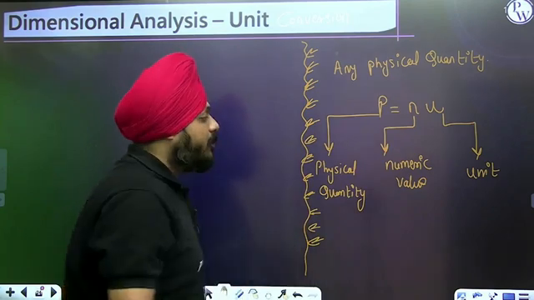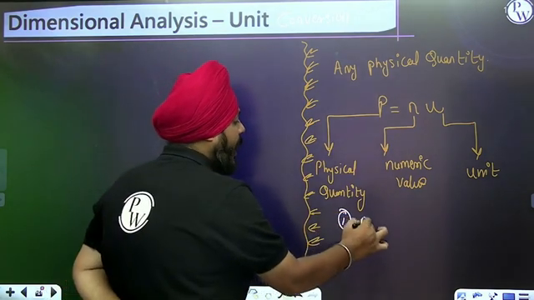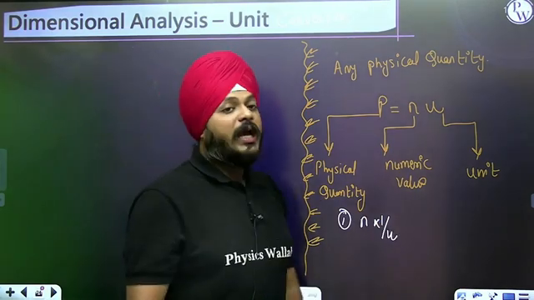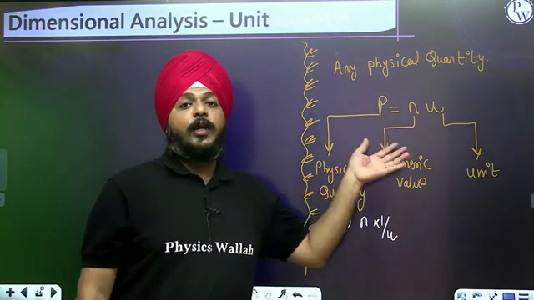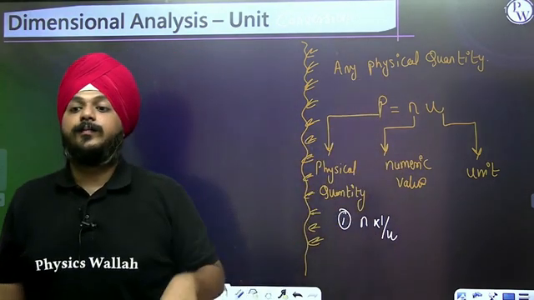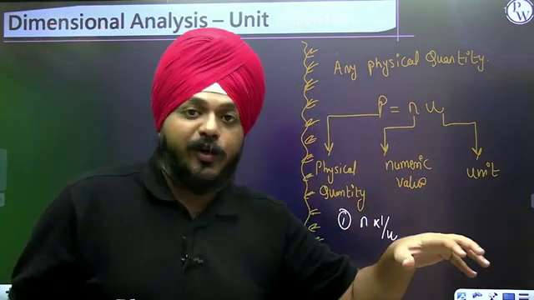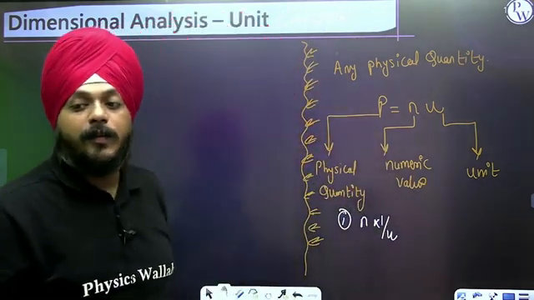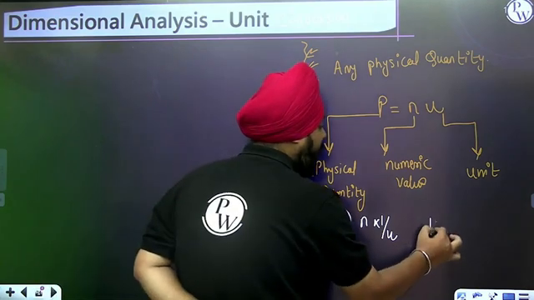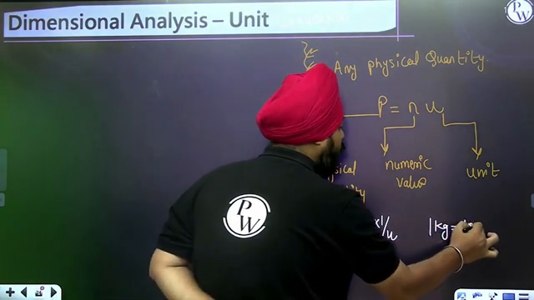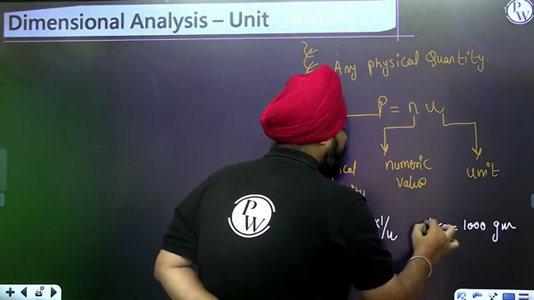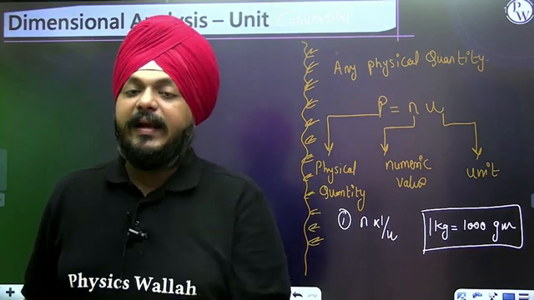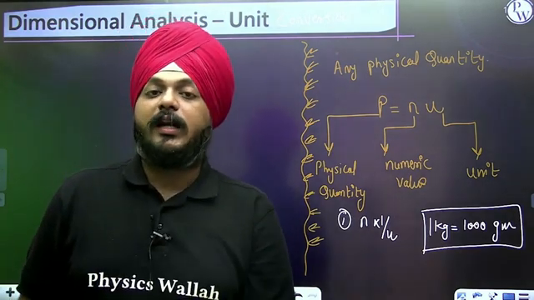And here, N is always inversely proportional to U. The higher the numeric value, the lower the unit system; the lower the numeric value, the higher the unit system. What will be an example of it? 1 kg is equivalent to 1000 gram.